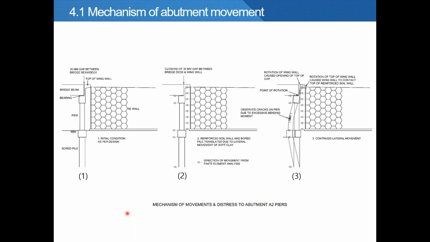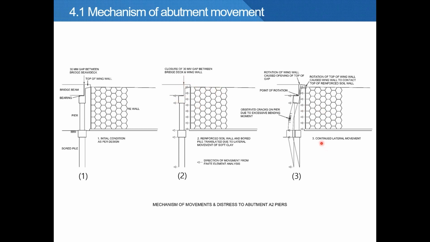This is the mechanism of the movement. Diagram number 1 is the configuration of the wall as per design. The gap is 330 mm between the top of the wing wall and the bridge beam. The wall has undergone some translational lateral movement in the soft clay to the left due to the construction of the embankment, which is about 50 meters away. And therefore, the gap is closed.